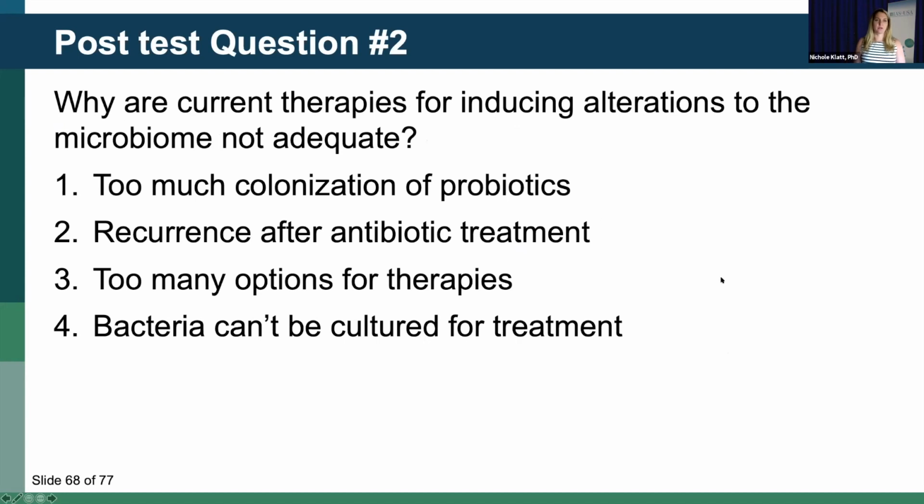Post-test question number 2: why are current therapies for inducing alterations to the microbiome not adequate? Which one is the reason that they're not adequate? Is it because there's too much colonization of probiotics, recurrence after antibiotic treatment, too many options for therapies, or bacteria can't be cultured for treatment? Which one is one of the causes for the therapies not to be adequate?